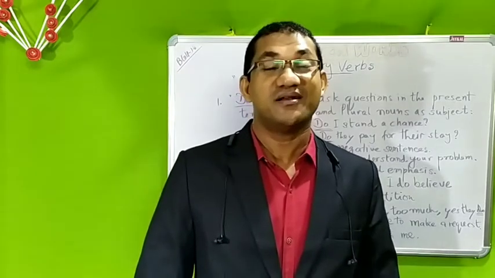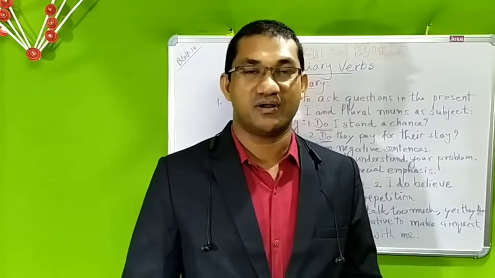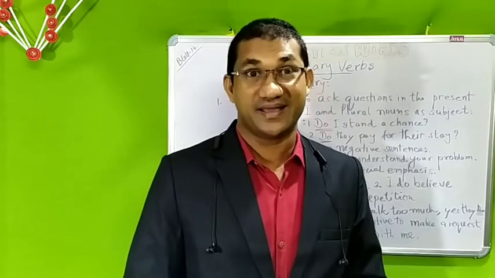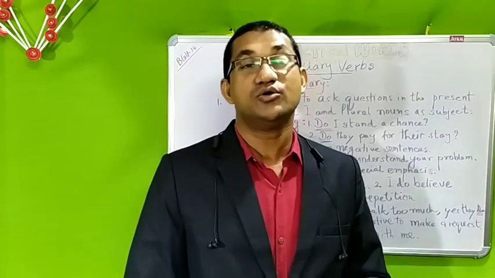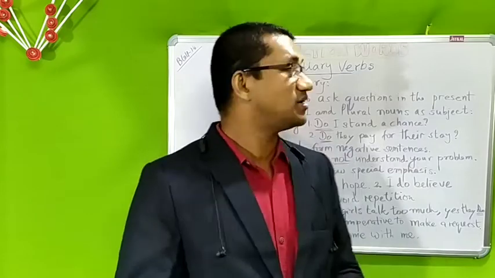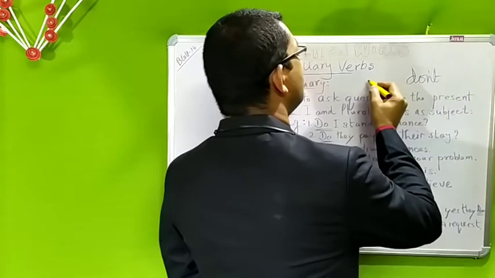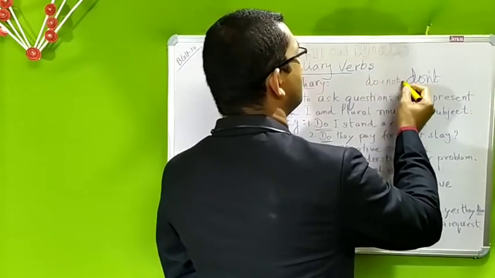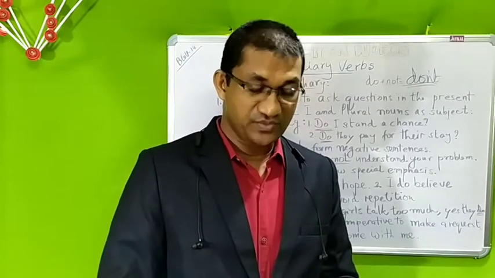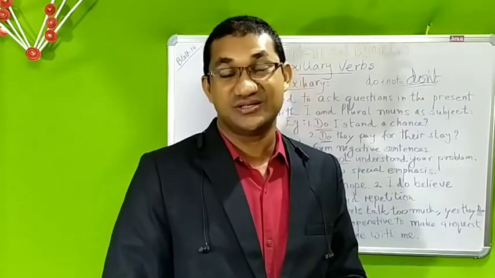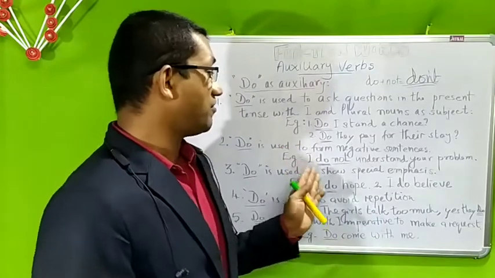This is one of the very common uses of do. Every now and then, we depend on do to form negative sentences. We say, I don't have. And the contracted form of do plus not is don't. Contracted form, I don't have an umbrella. I don't know the answer. I do not know the way to the post office. So here again we have the negative sentence. So the second use of do is to form negative sentences.